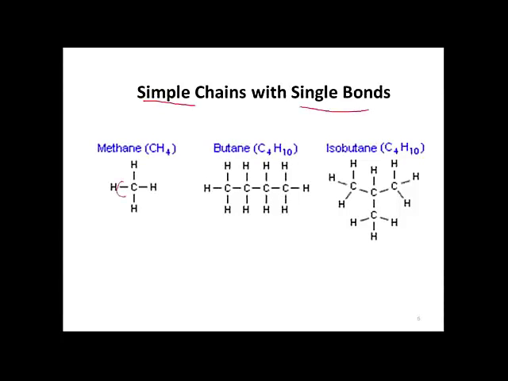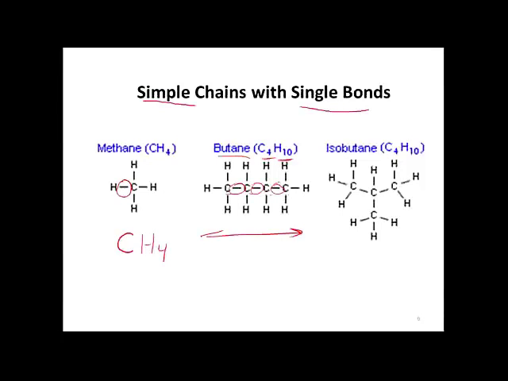Methane is one, and methane has one carbon and four hydrogens. Butane, which is another gas, notice has 10 hydrogens and four carbons, one, two, three, four. But the key thing here is to notice that the bonds between these carbons are all single bonds, okay? Now, both methane and butane are what we would call straight chains, and you can see why that is. It's just a single chain in a row.